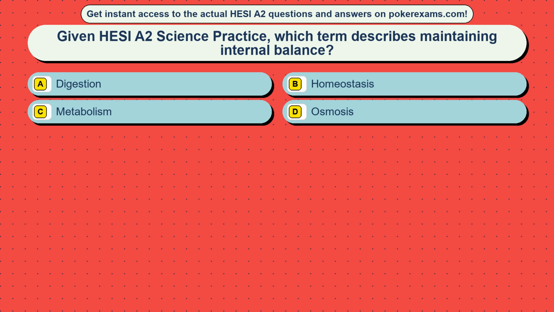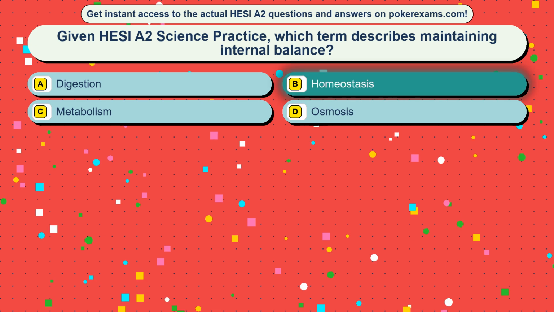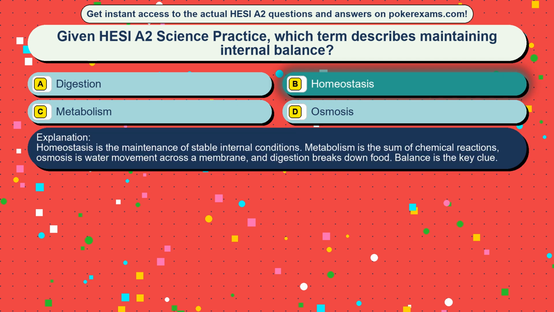Question 8. Given HESI A2 Science Practice, which term describes maintaining internal balance? Option A, digestion. Option B, homeostasis. Option C, metabolism. Option D, osmosis. The correct answer is option B, homeostasis. Homeostasis is the maintenance of stable internal conditions. Metabolism is the sum of chemical reactions, osmosis is water movement across a membrane, and digestion breaks down food. Balance is the key clue.